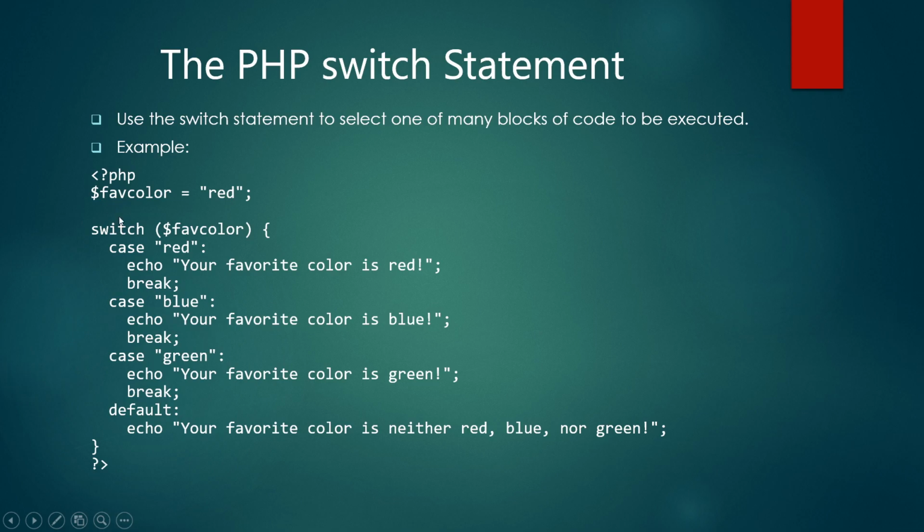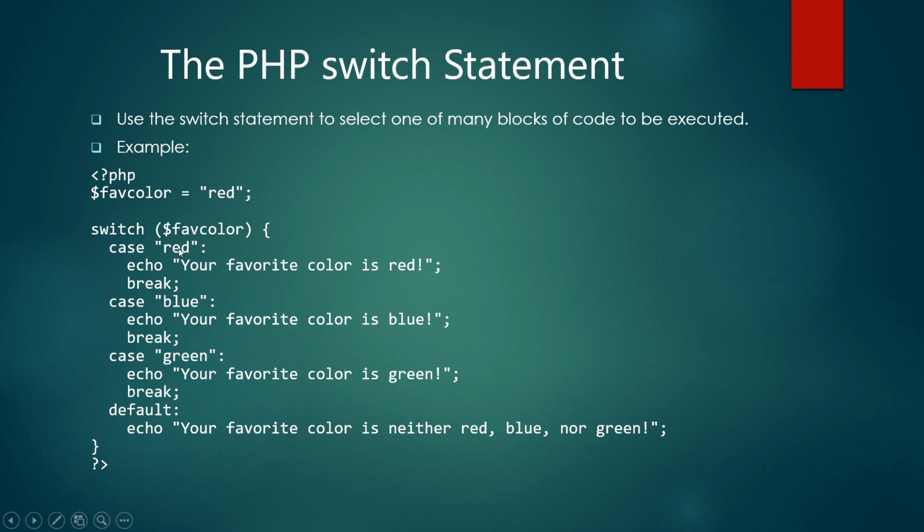I have one variable which is holding a string value. It is mandatory to give a string value inside double quotes, otherwise you will get an error. Then we have a keyword called switch. Inside this I have given a condition, which is this variable name. Now these curly braces, and inside this I'm writing case.